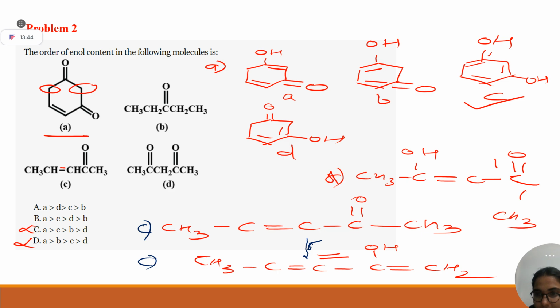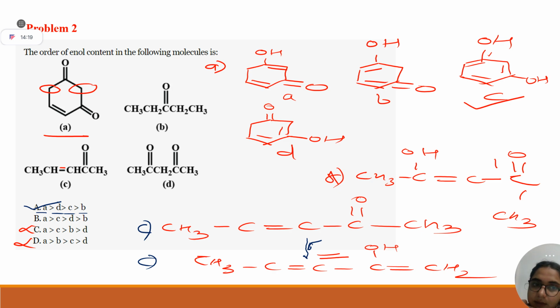Ma'am, D. Yes, your D enol content should be most. The enol content of D will be more than your C, right? Why? Because here the double bond is in conjugation with your carbonyl, and here the double bond is not in conjugation with any other double bond. So the correct answer is A having maximum enol content, and after that D, then C, then B. The correct answer is A. Everyone is with me or not? If not, give me a reason.